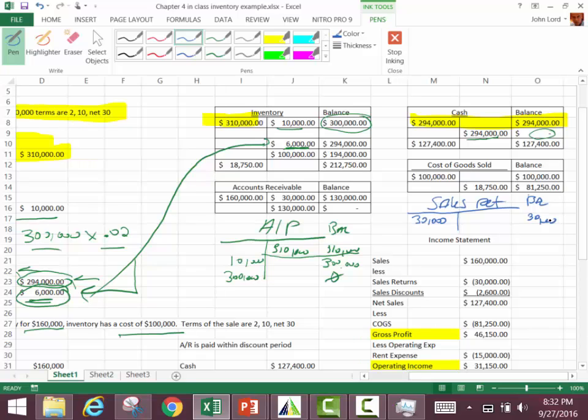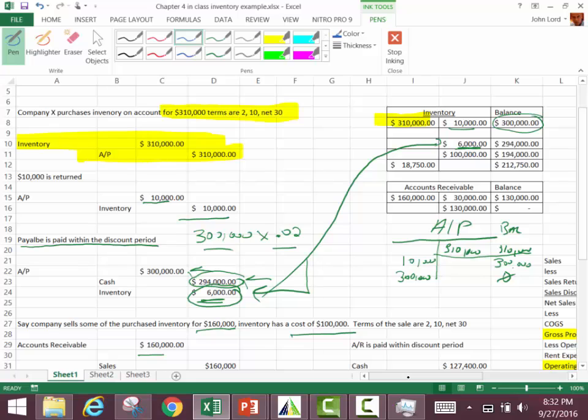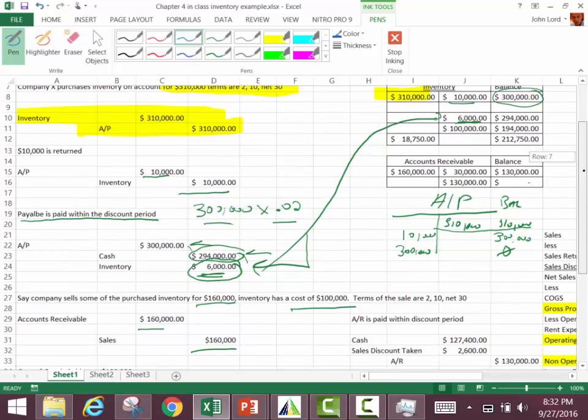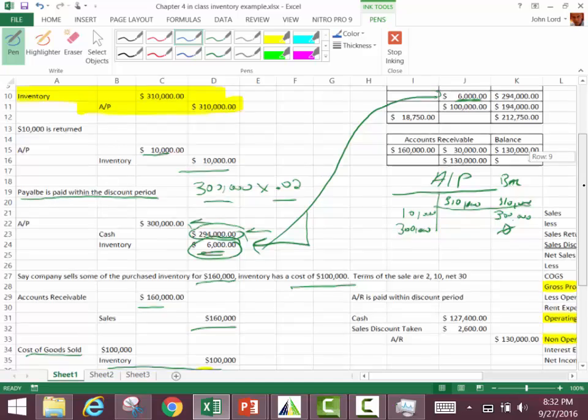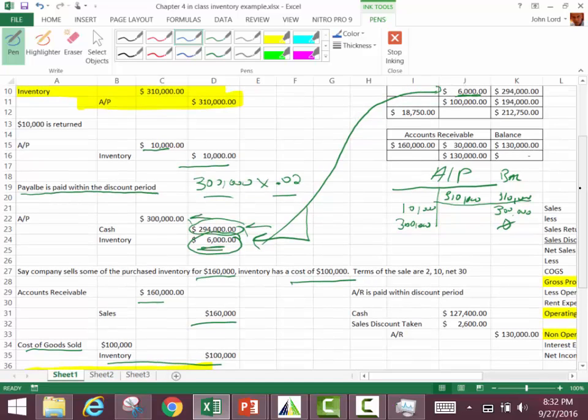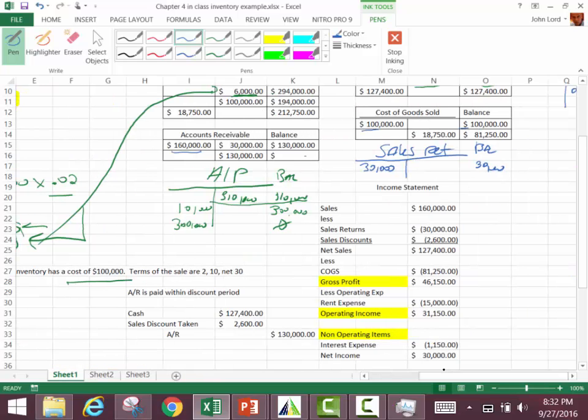And by the way, notice when I sold my stuff, I debited my cost of goods sold for $100,000. When I sold the stuff, remember I credited my sales for the $160,000, debited the accounts receivable for $160,000, right? There's that debit for $160,000, credited the sales for $160,000, debited the cost of goods sold for $100,000. And that debit to cost of goods sold is sitting there for $100,000, right?